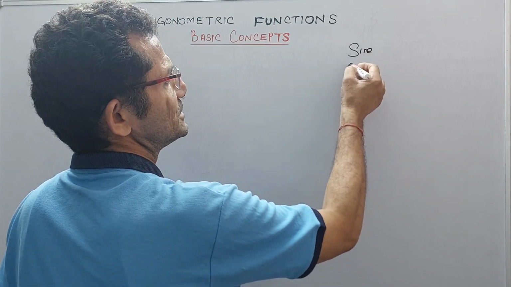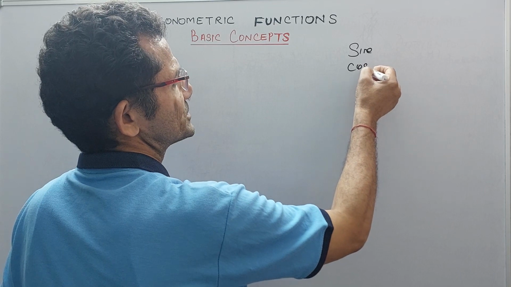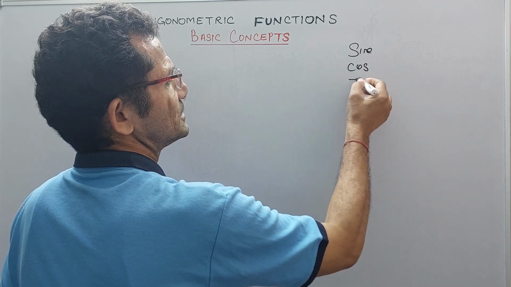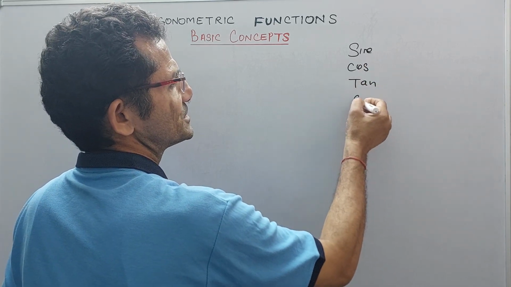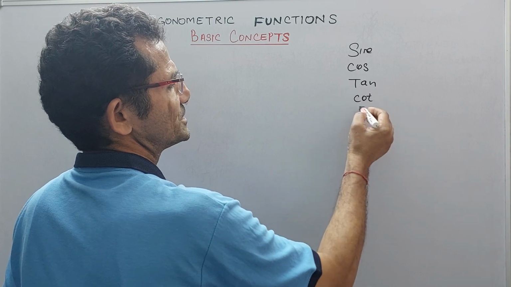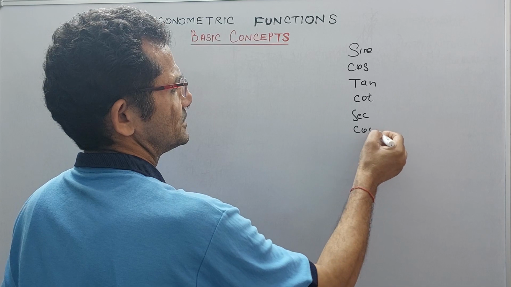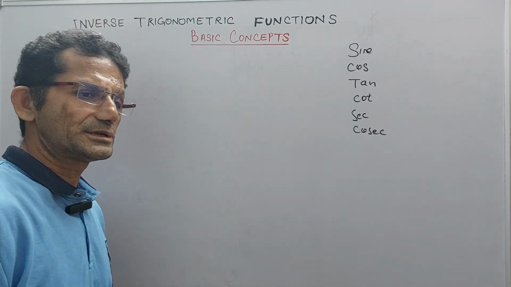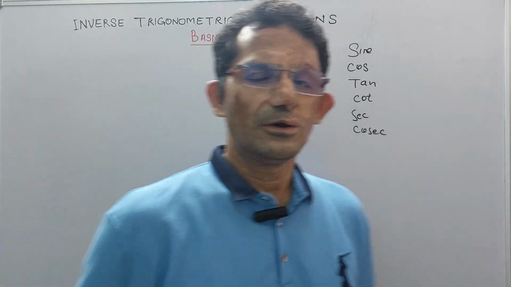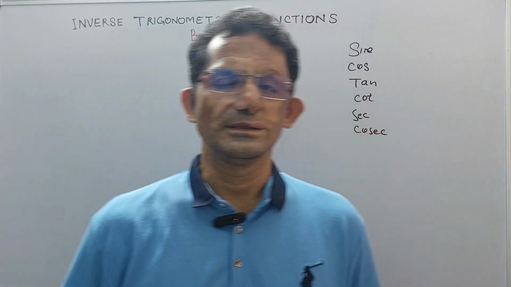These are the sine function, cosine function, tangent function, cotangent function, sec function, cosec function. So these are the six trigonometric functions. All have a different domain and range.